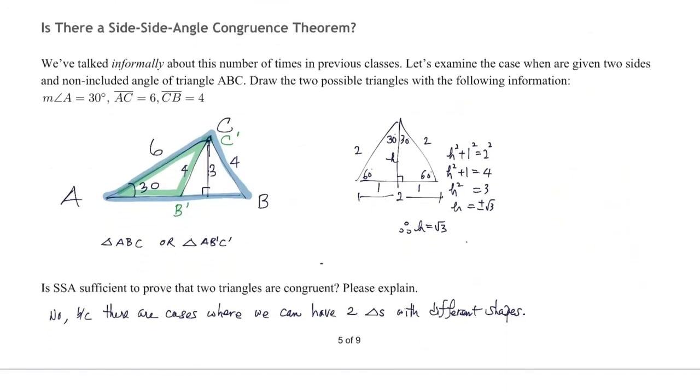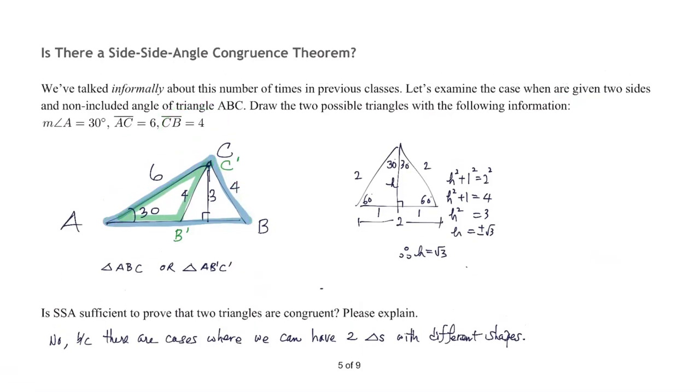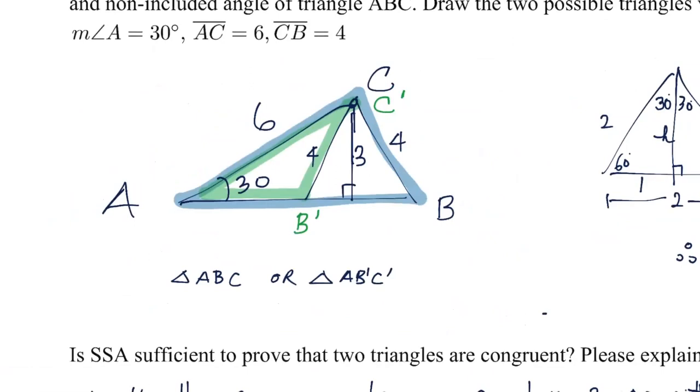Anyways, let's talk about this. Let's examine the case where the two triangles are given, right? So if you have angle A right here, guys, do you see that? And then AC is 6 right here, and the CB is 4. We don't know this side. So that's a complete mystery to us. We only have this angle and this side, and this is 4.